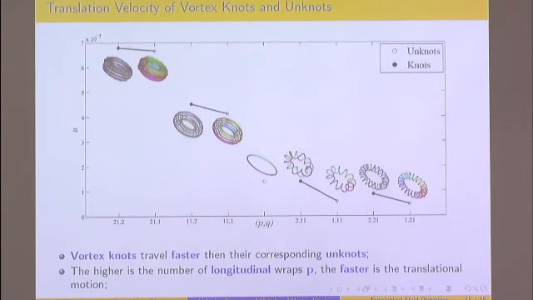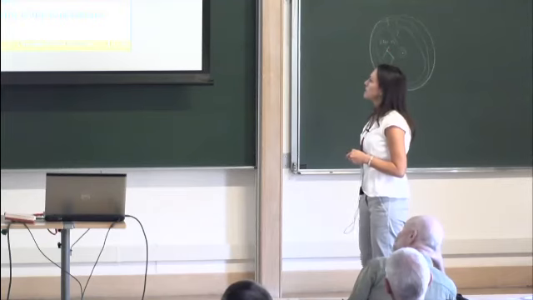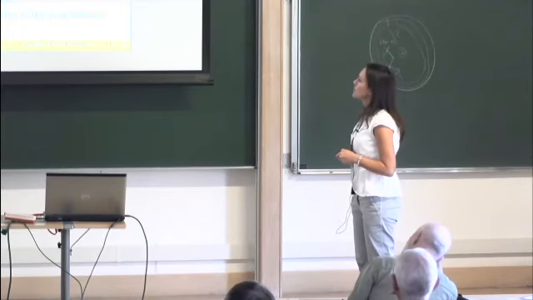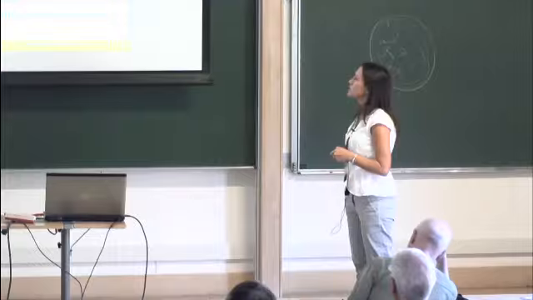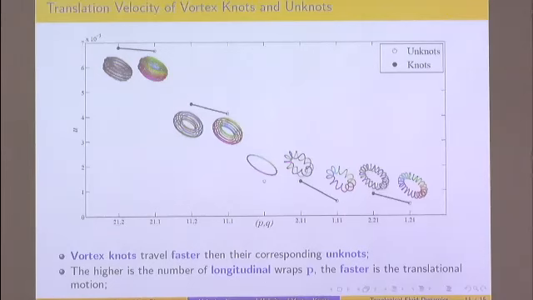We can see that in general the velocity of the knots is higher compared to the velocity of the corresponding unknots. In general, this class of knots, the one in which we have a very high number of longitudinal wraps, has a velocity that is all the time higher than that of the standard circle. And in the other case, where we have a very high number of meridional wraps, again the velocity of the knot configuration is higher compared to the unknotted configuration.